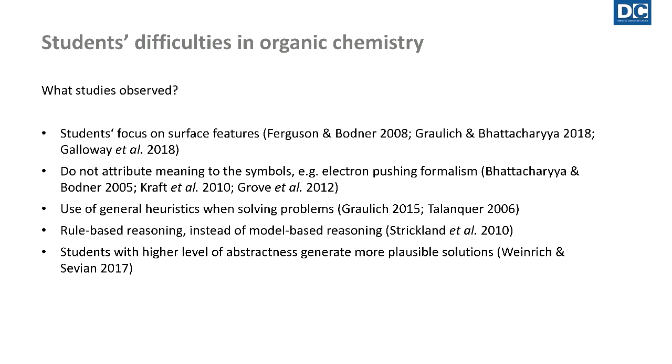But Sharia and co-workers have described different types of reasoning strategies that students use. For example, that they tend to use rule-based reasoning instead of a more sophisticated model-based reasoning. And Weinrich and Sevian in 2017 have shown that students with a higher level of abstractness generate more plausible solutions. So we have evidence for difficulties that students have, but also evidence for what possibly makes them successful in solving mechanism tasks.